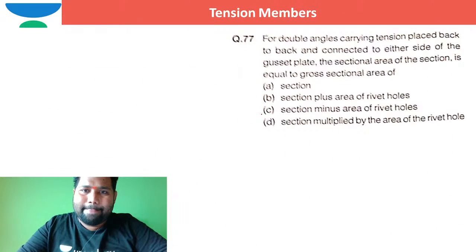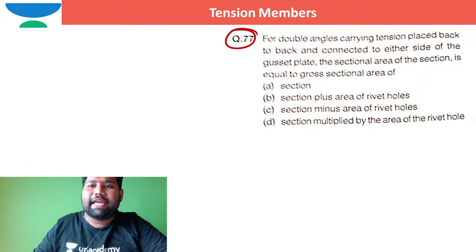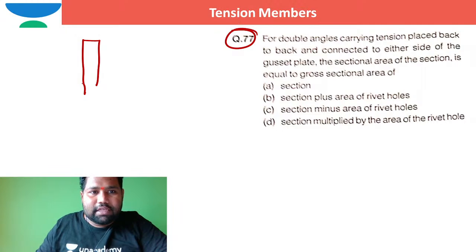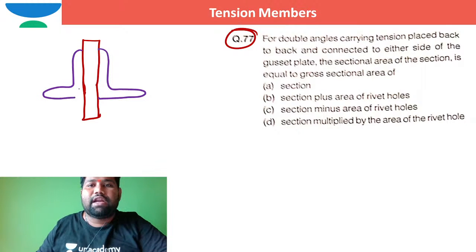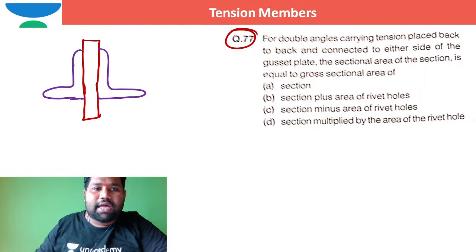So if you see this next question, for double angles carrying tension placed back to back. If you take this as a gusset plate, for this gusset plate, double angles are carrying tension. Maybe I can say this is how the double angle looks. This is angle 1, and maybe angle 2. The double angles carrying tension are placed back to back and connected to either side of the gusset plate. So these are connected to either side, on both sides of the gusset plate.